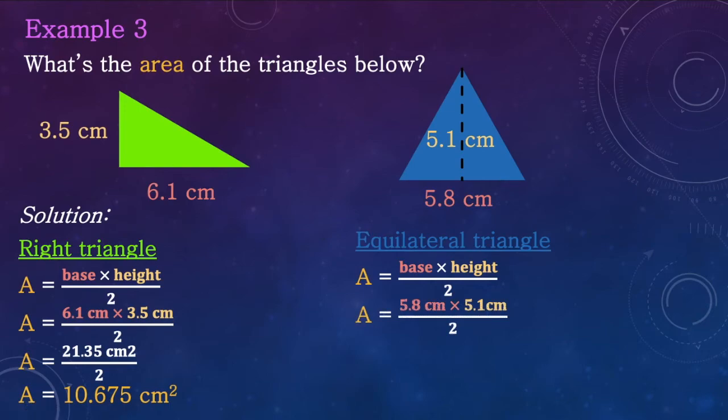All right, so let's plug in our numbers. 5.8 centimeters times 5.1 centimeters. They have the same units. We can multiply them. That gives us this, and then we divide by 2 to get 14.79 centimeters squared. Again, both our answers are in squared because area is a two-dimensional measurement.